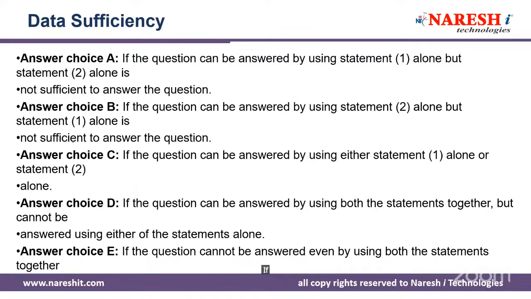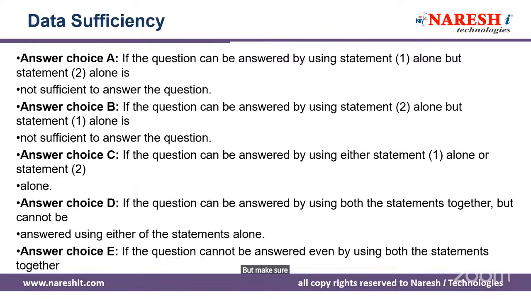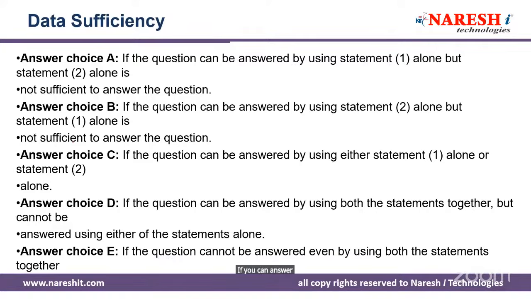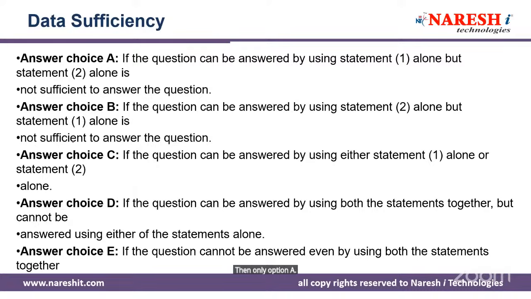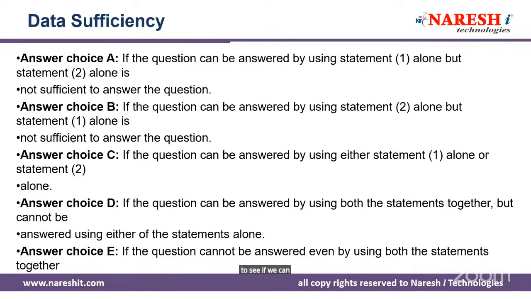If you can answer the question using only the first statement, then you have to choose option A. But make sure that you should not be able to answer the question using the second statement alone. If you can answer using the first statement alone, but the second statement alone is not sufficient, then only option A. Choose option B if you can answer the question using only the second statement, but not using the first statement. Choose C if you can answer the question using any one of the two statements.